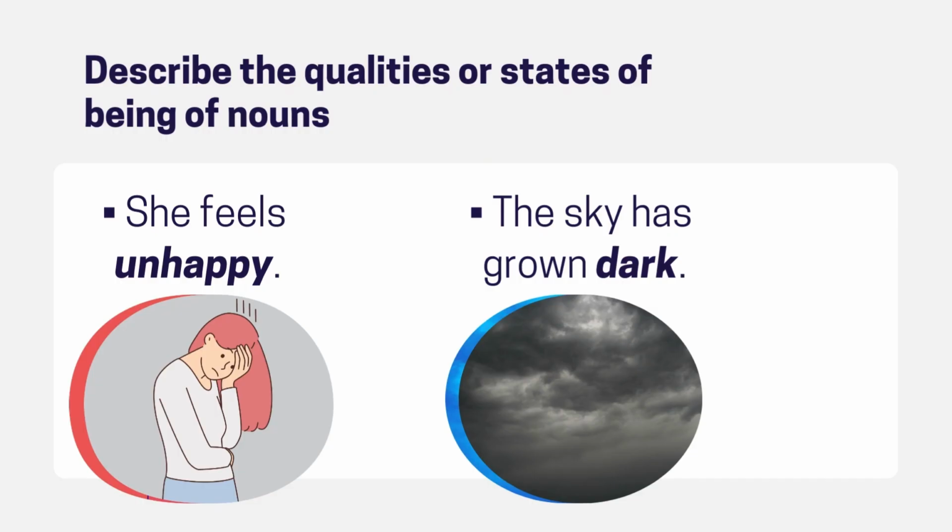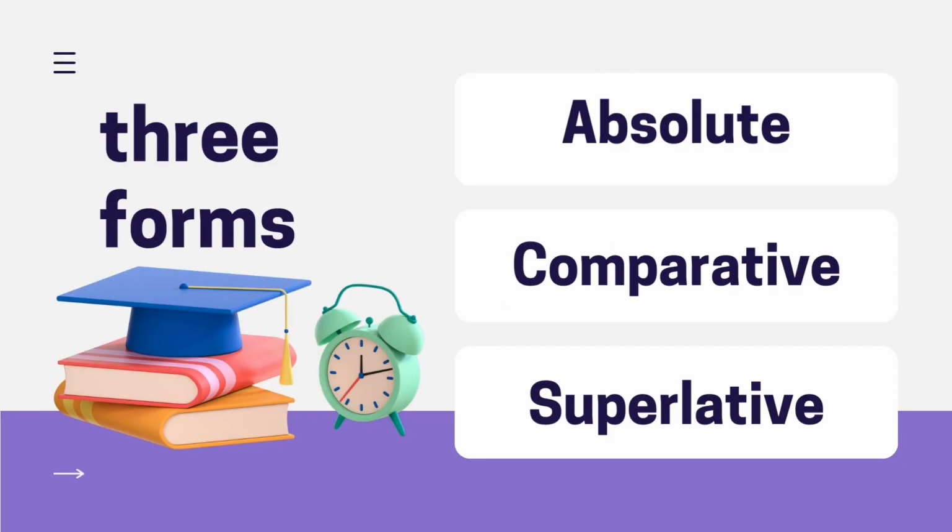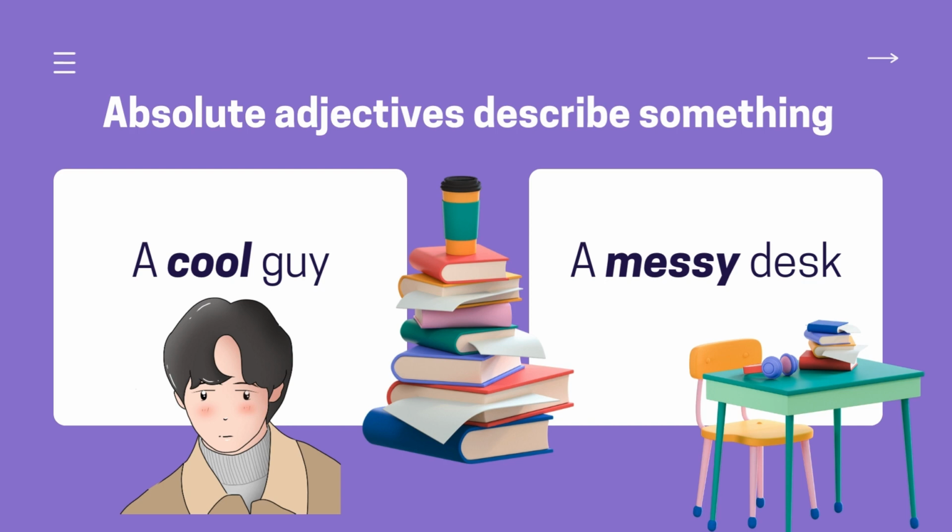Adjectives. They describe the qualities or states of being of nouns. She feels unhappy. The sky has grown dark. Three forms: absolute, comparative, and superlative. Absolute adjectives describe something: a cool guy, a messy desk.